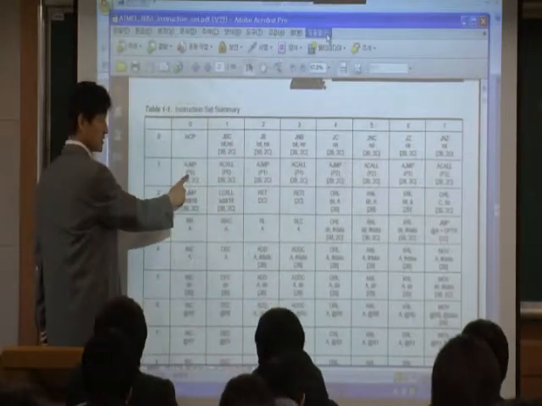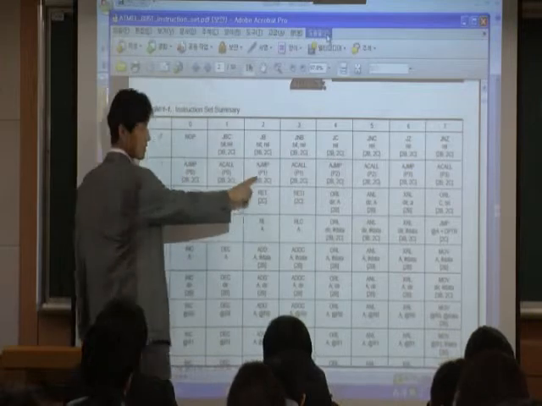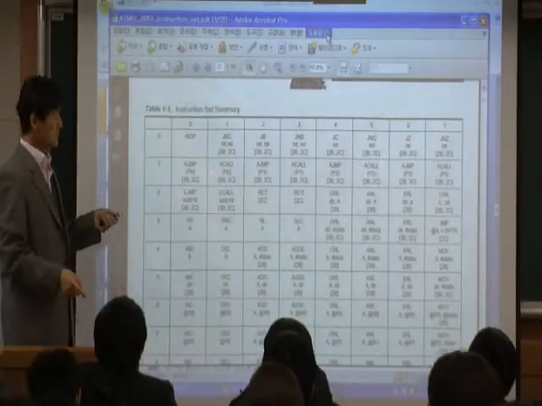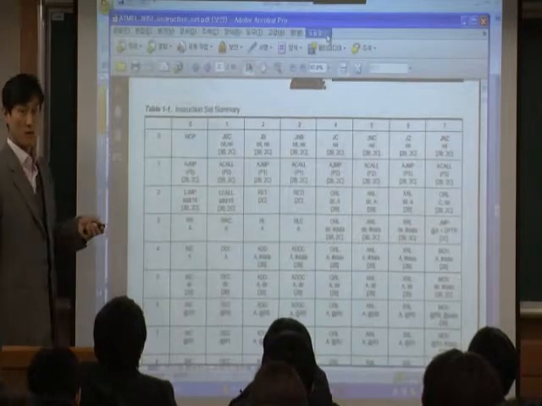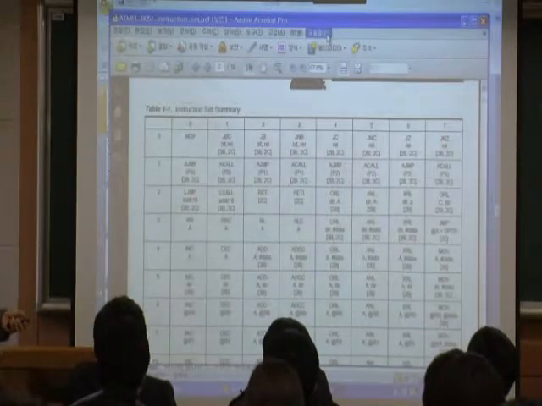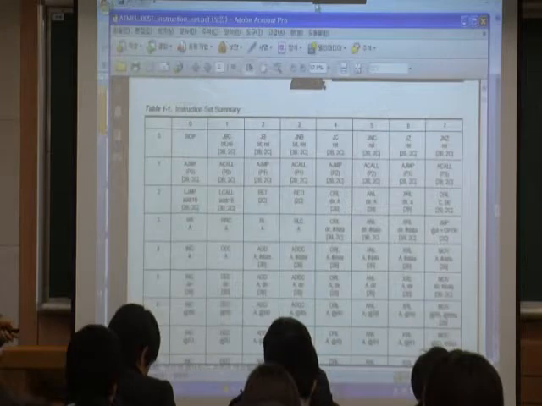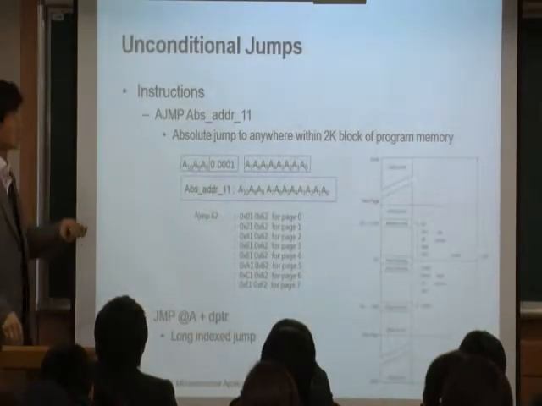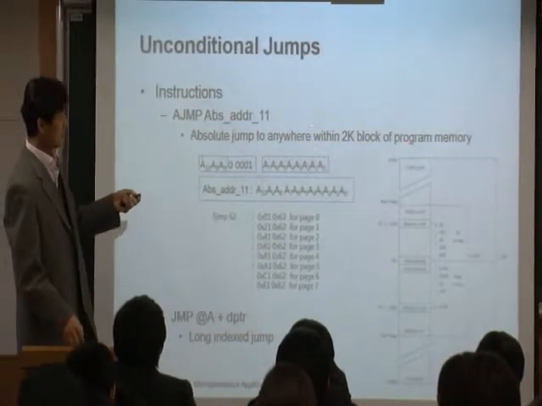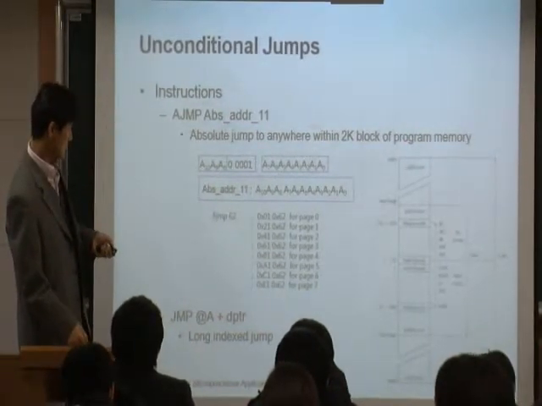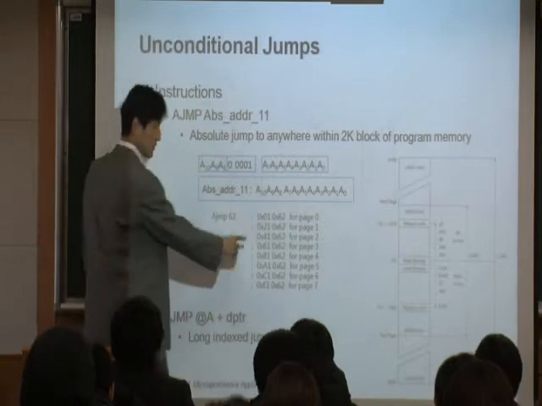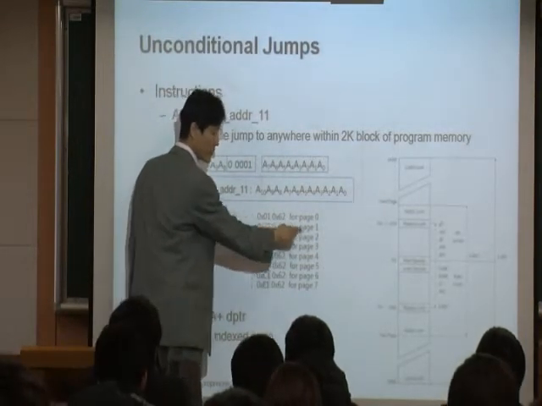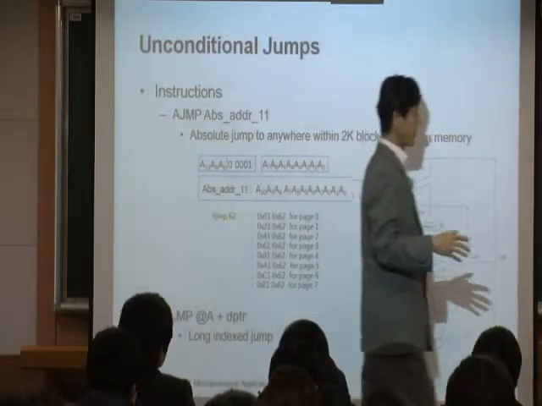But here you see that this one is P0, P1, P2. What is P1, P2? No, this is not port. This is the page. We are not talking about port here. We are talking about the concept of page. 0, 1 is for page 0. 2, 1 is for page 1. So here's the concept of page.